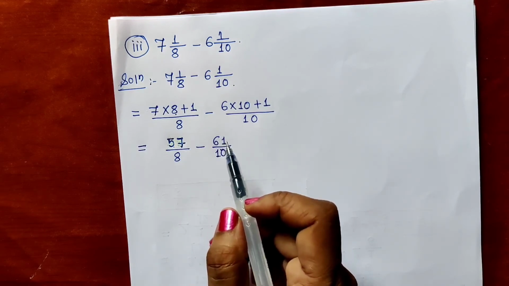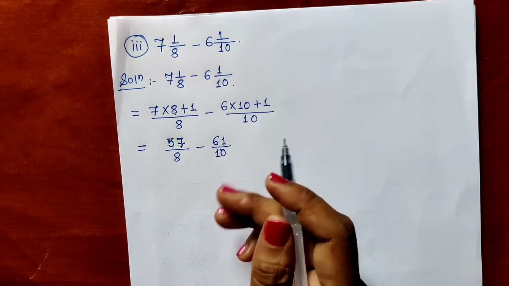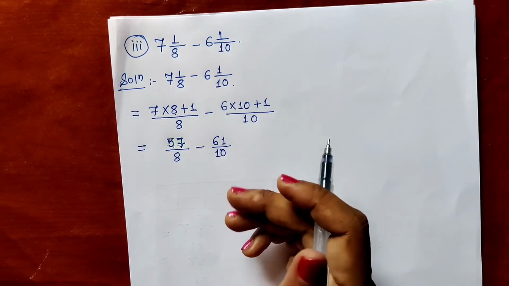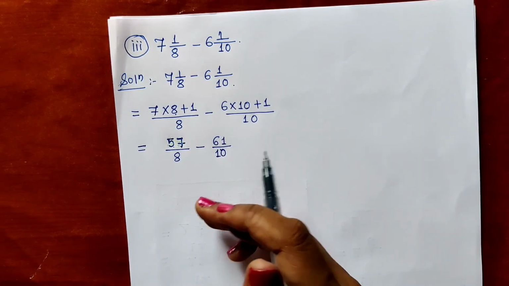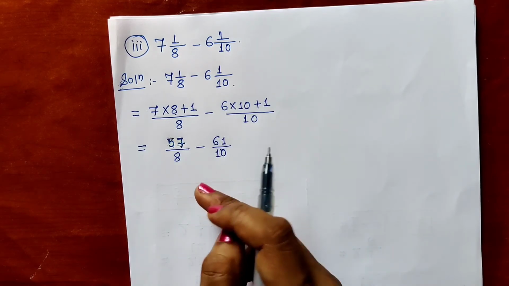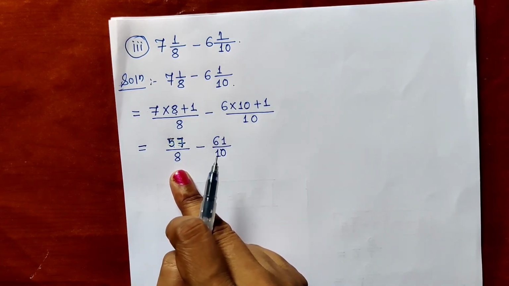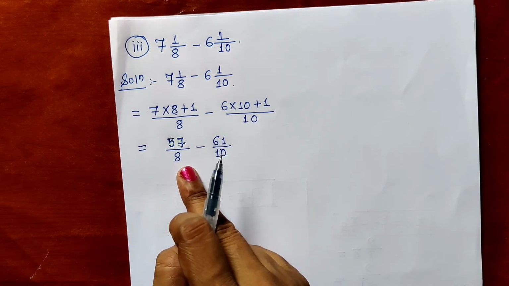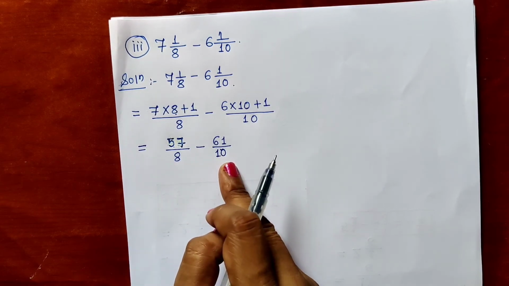So sometimes we can multiply by other numbers also to make denominators equal. So here I am going to multiply the first fraction by 5. So I will get 8 5s are 40 and the second fraction by 4.